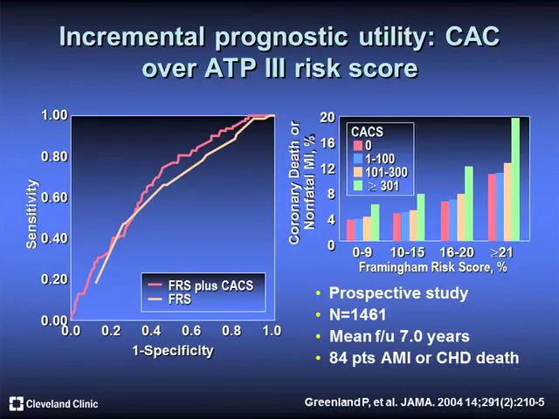One of the first studies that looked at calcium scoring was published out of Northwestern now 10 years ago, where they showed that there was incremental prognostic utility of the Framingham risk score plus calcium scoring compared to Framingham risk score alone, over a mean follow-up of 7 years. So there was significant improvement in prediction of future events.